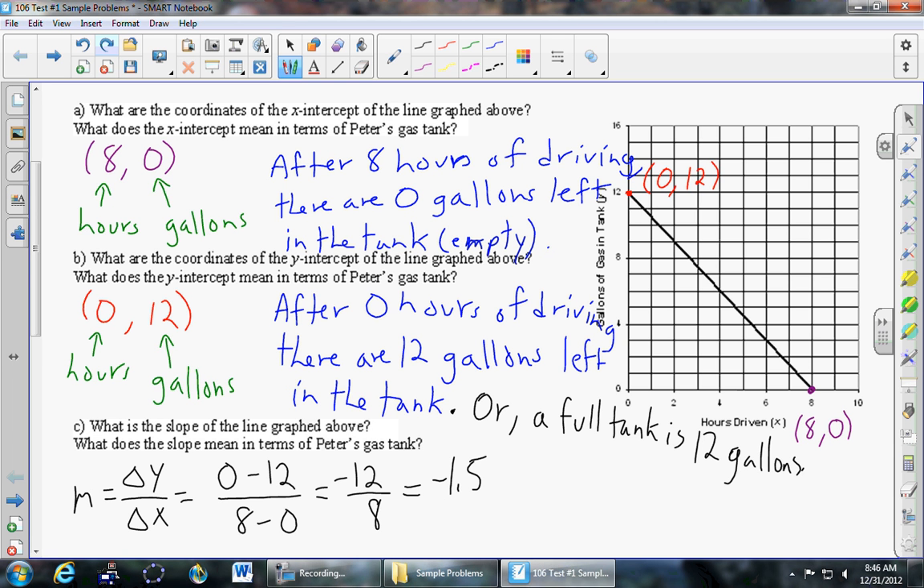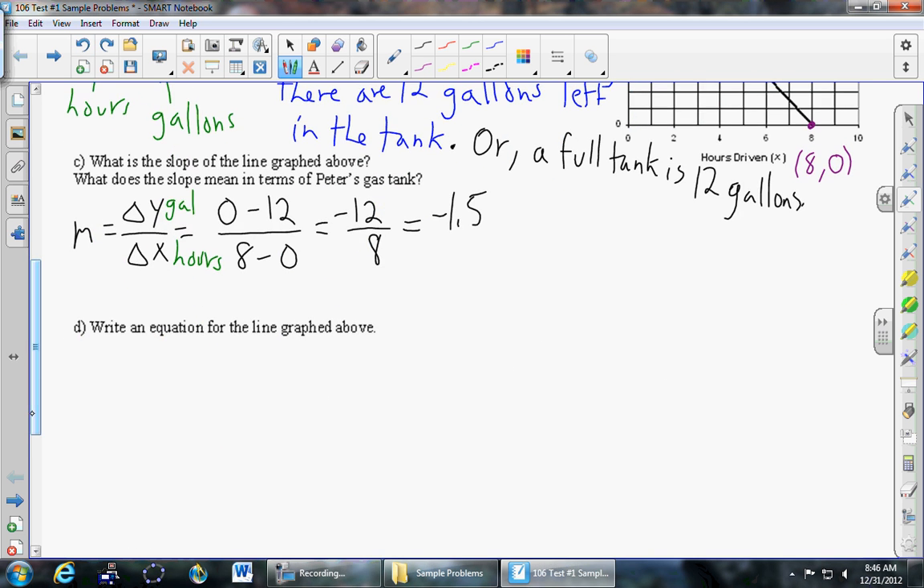And what does the slope mean? Well, again, I think writing the units in helps with the interpretation. So what were the units for this change in y over change in x, this fraction right here? They are the y units, which is gallons, over the x units, which is hours. So that means that the negative 1.5 is negative 1.5 gallons per hour. So what does that mean? It means that the number of gallons left in the tank is decreasing by 1.5 gallons per hour.